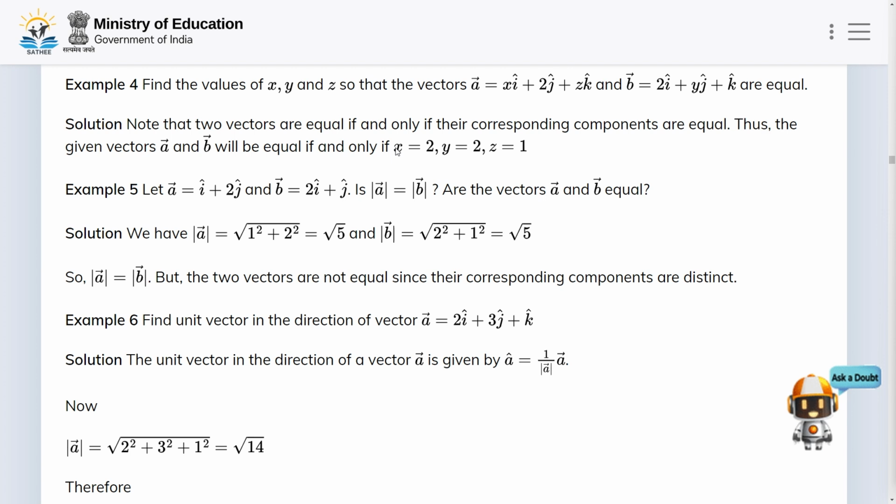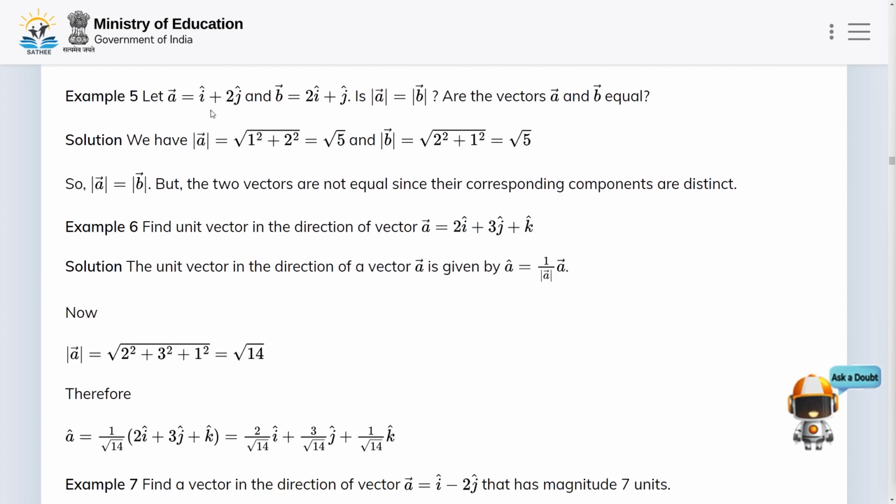We have already seen. Okay. If A vector and B vector are these, first of all we have to conclude whether the magnitude of both the vectors is equal or not. So let's see. The magnitude of vector A will be root of 1 square plus 2 square, so it will be root 5. What about B? 2 square plus 1 square, then root. Yes, both magnitudes are the same. So it is true that both vectors have the same magnitude.